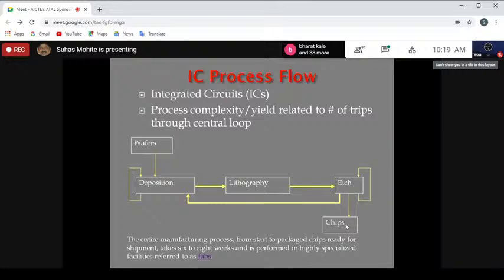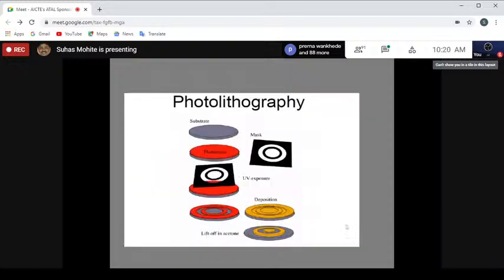It appears very simple, but the processes that go into making of integrated circuits are deposition, etching and photolithography for masking purposes. The entire manufacturing process from start to the packaged chip ready for shipment takes 6 to 8 weeks. Of course, this is a time consuming process, although it's a batch fabrication, where several hundreds and thousands of devices can be fabricated at a time. However, the process goes on for several weeks, and it is performed in a highly specialized facility called a fab, or fabrication facility.